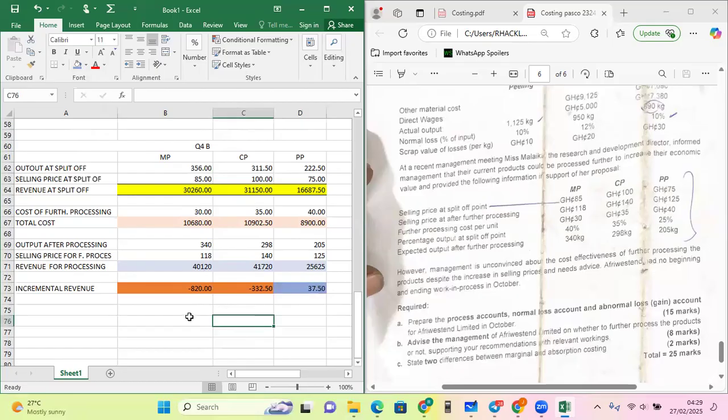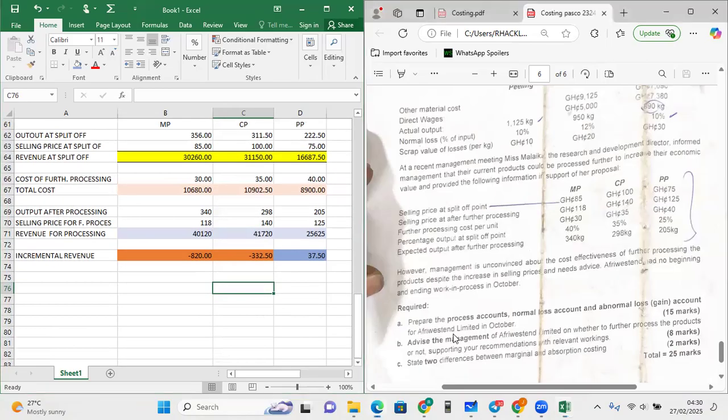So we write: we advise management not to further process MP and CP as their incremental revenue is negative 820 and negative 332.50 respectively. But we advise that EP can be further processed as its incremental revenue is 37.5. Maybe you get it. All right. So you see it to be easy, but technical.